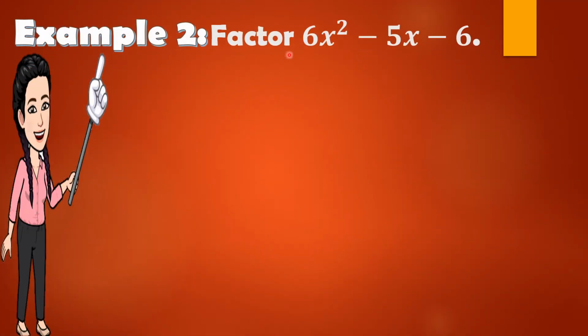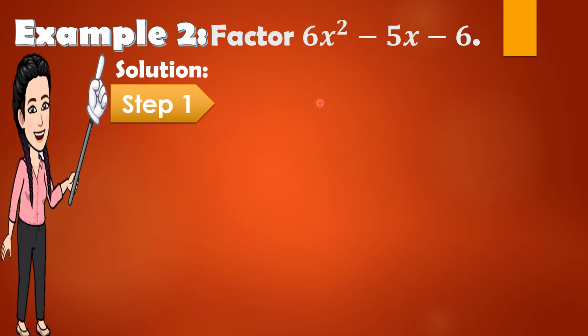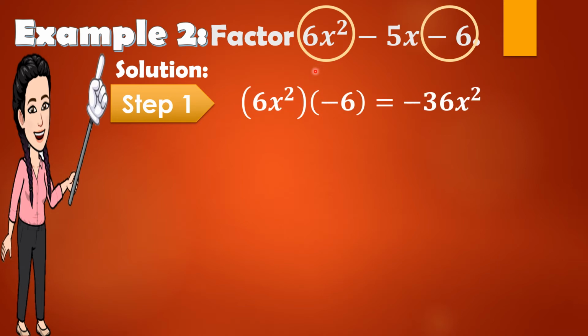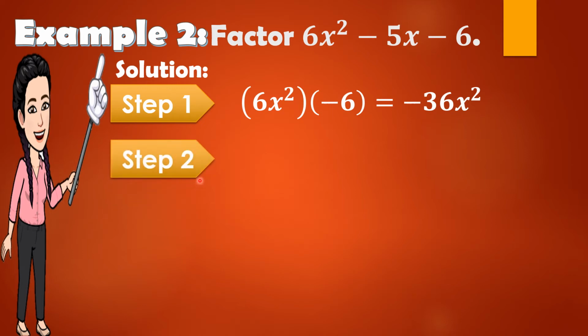Example 2, factor 6x squared minus 5x minus 6. Tandaan na sa first step natin, imumultiply ang first term at last term. So 6x squared times negative 6 is equal to negative 36x squared. After nyan, para sa step 2, hahanap tayo ng factors ng negative 36x squared na kapag in-add natin, ang magiging sagot ay negative 5x.